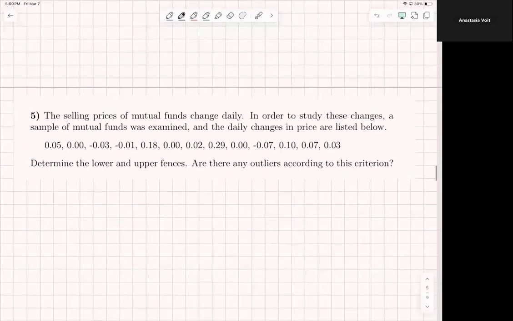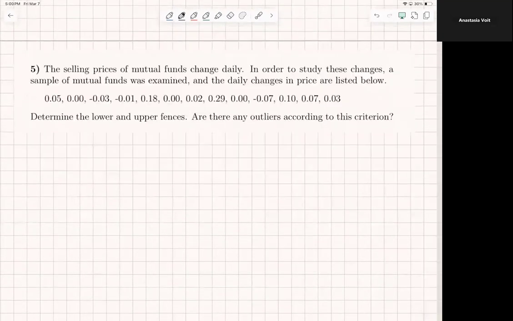Okay, next question. The selling prices of mutual funds change daily. In order to study these changes, a sample of mutual funds was examined and the daily changes in price are listed below. So here are the prices. Determine the lower and upper fences. Are there any outliers according to this criterion?